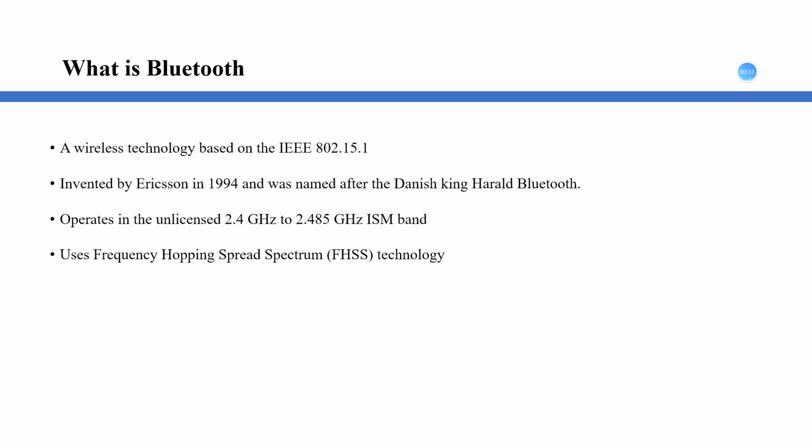It uses frequency hopping spread spectrum, called FHSS, technology to transmit signals across different channels with a channel spacing of 1 MHz. Bluetooth is mainly used for wireless personal area networks, enabling devices such as mobile phones, tablets, and headsets to exchange information without the need for cables.